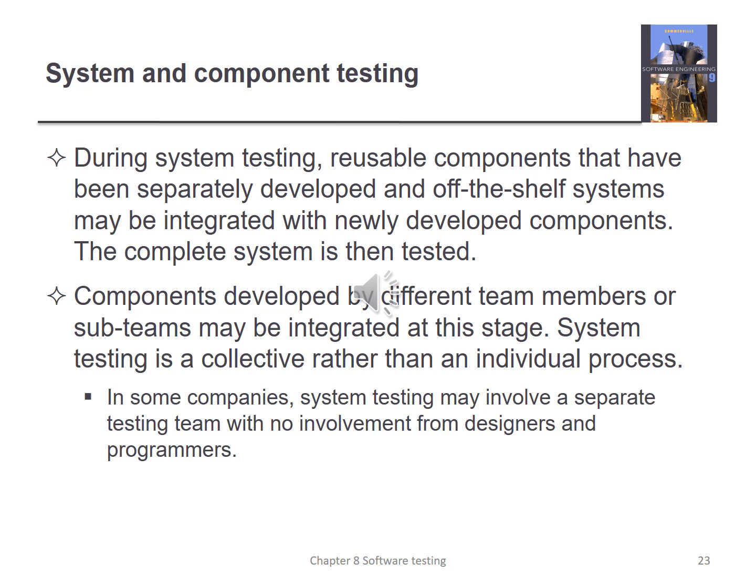Components developed by different team members or sub-teams may be integrated at this stage. System testing is a collective rather than an individual process. In some companies, system testing may involve a separate testing team. That's why we talk about it here. Because in the component testing, we said it is not the programmer who wrote it, it's another team. In the system testing, we really have to have a team that understands thoroughly and fully the whole system and the relations between the parts, in order to do the system testing. In some companies, system testing may involve a separate testing team with no involvement from designers and programmers.